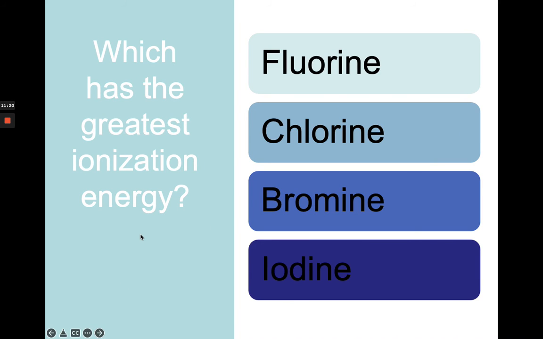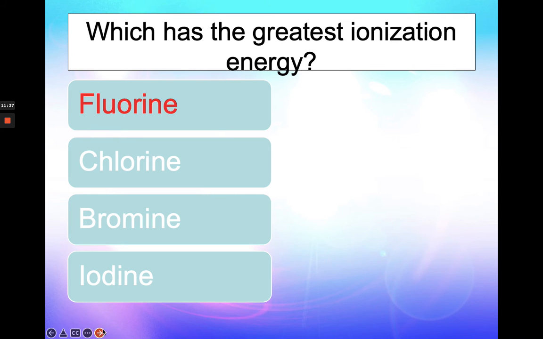Which has the greatest ionization energy? And this is the halogens going down the family. Which one is most loosely held? Which one is furthest away from the nucleus, therefore easiest to remove the valence electron? We're trying to take away that first valence electron. The one that has the greatest ionization energy, or the one that's hardest to remove, is going to be fluorine. The one that's easiest to remove would be iodine because it's furthest away. Fluorine is going to be the hardest to remove because it has its valence electrons closer to the nucleus.